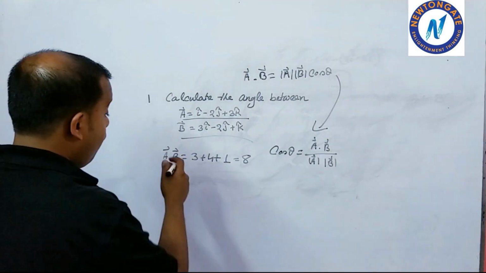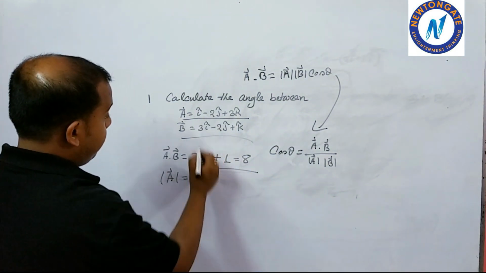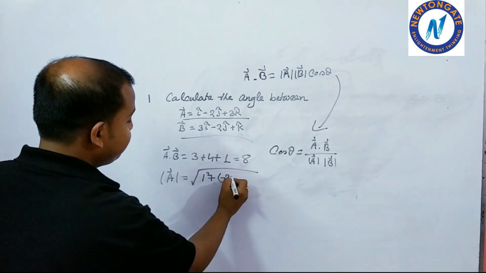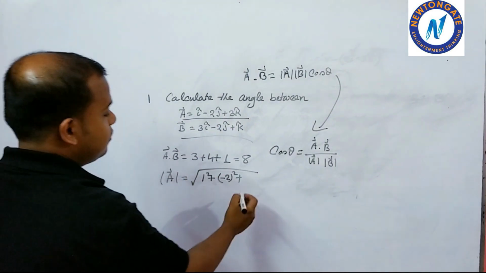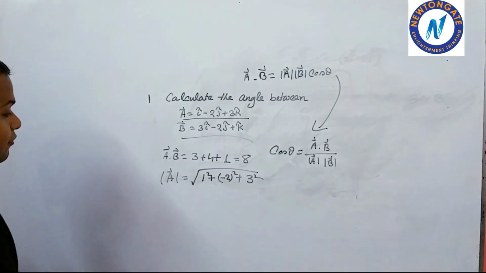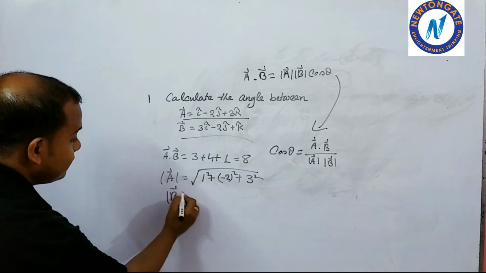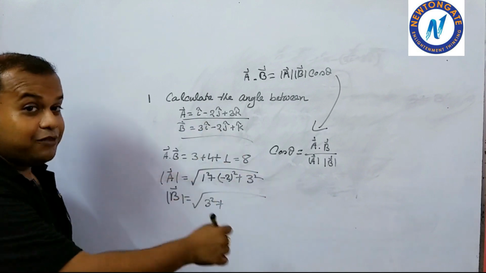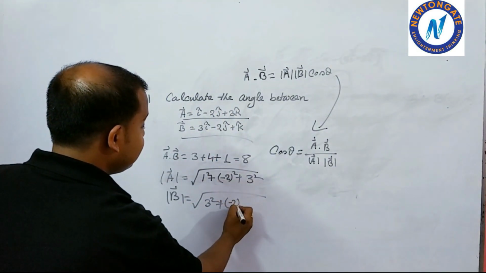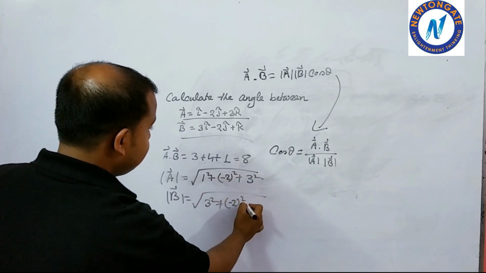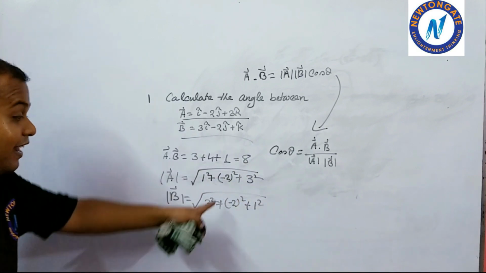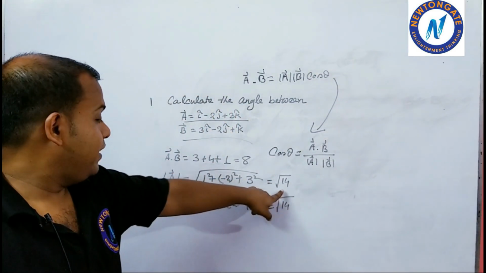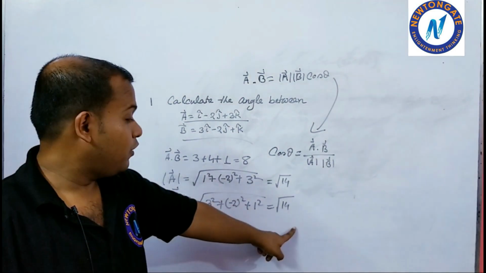Now I can write mod of A equals 1 square plus minus 2 square plus 3 square, and for mod of B can I write 3 square plus, again, minus 2 square, and here we have 1 square. Can I write this? So the values of this will be basically root over 14, and from here also we shall get root over 14.